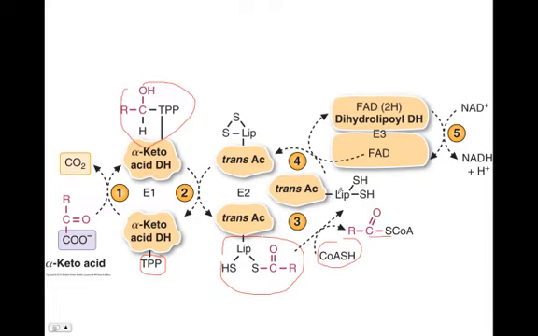In step 4 here, the dihydrolipoyl dehydrogenase reoxidizes lipoic acid. This requires coenzyme FAD. In this reaction, FAD is reduced to FADH2, and FADH2 is simultaneously oxidized by NAD+. NADH is the overall product of this reaction.